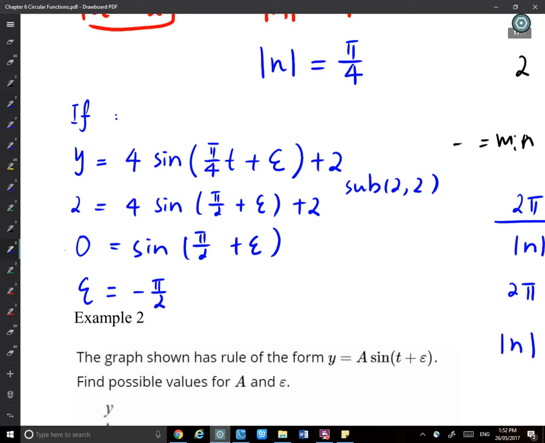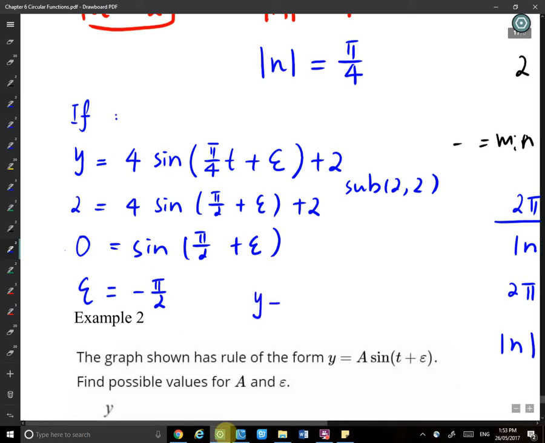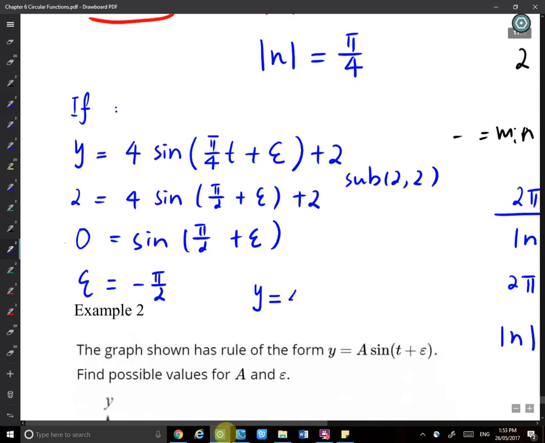Or I can say it's positive pi over 2. Pi over 2 plus pi over 2 is pi, and sine pi gives you 0 as well. So there is more than one answer which is possible. So one possible solution is this. It satisfies all the conditions.